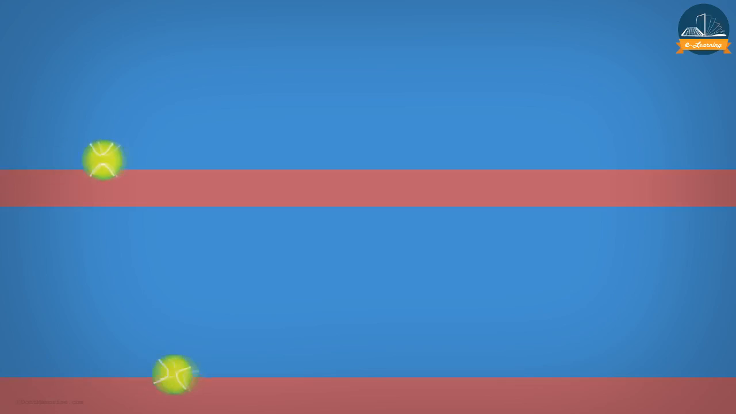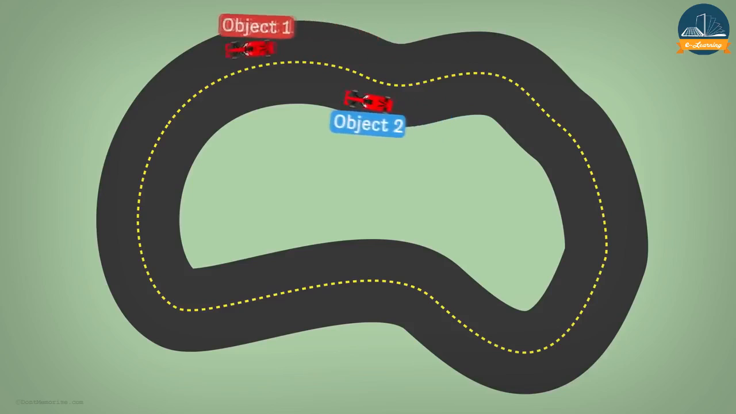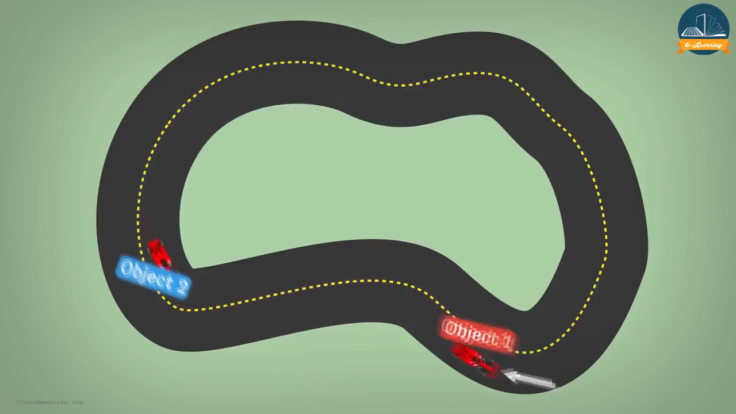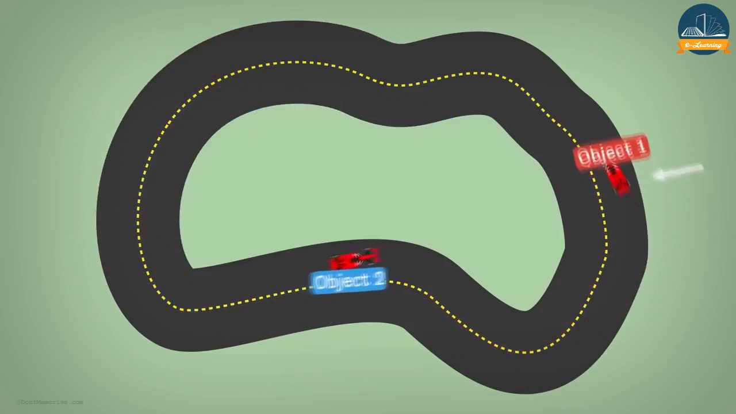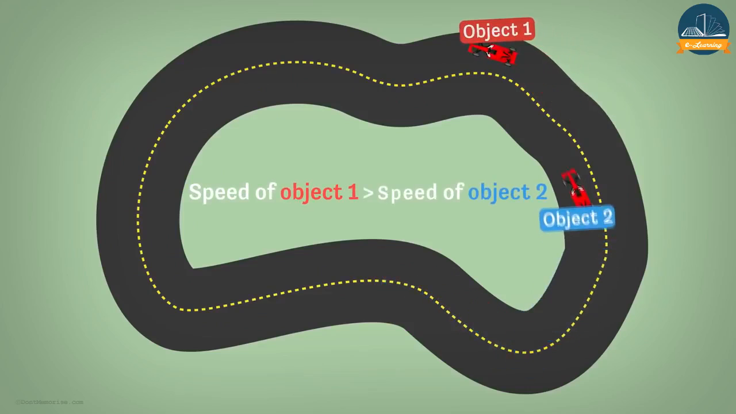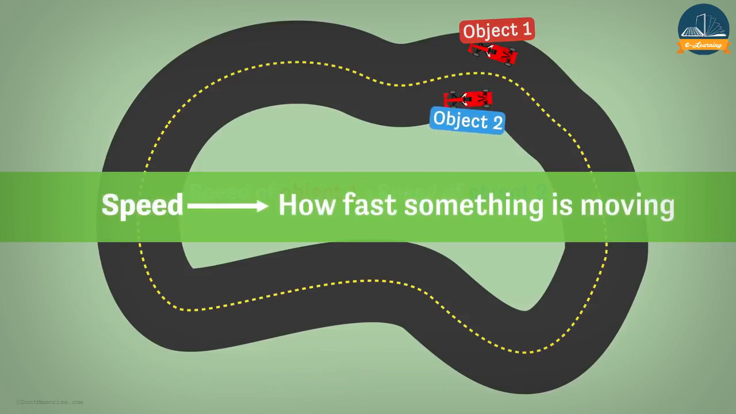How do we know whether an object in motion is traveling faster or slower than another object? Consider two objects, object 1 and object 2, both moving along the same path. Just by looking at their motion, can you tell me which one of them is moving faster? Clearly, object 1 is moving faster in comparison to object 2. Object 2 keeps lagging behind, hence we say that the speed of object 1 is more than the speed of object 2. Speed is that physical quantity which tells us how fast something is moving.